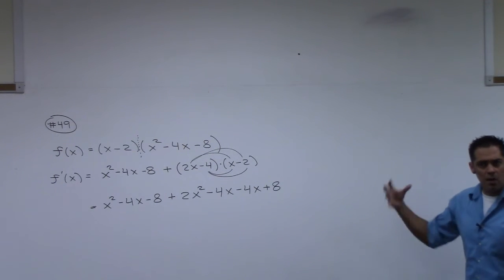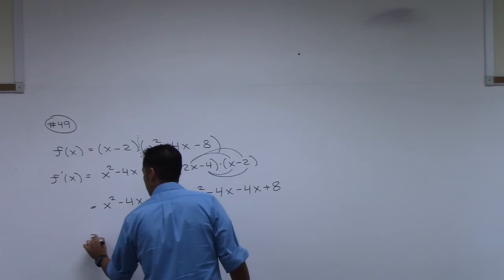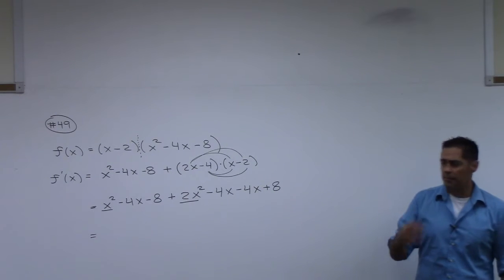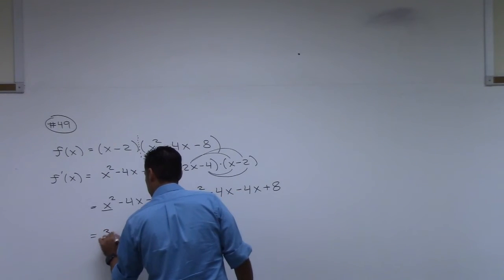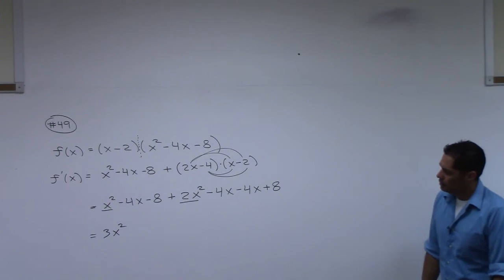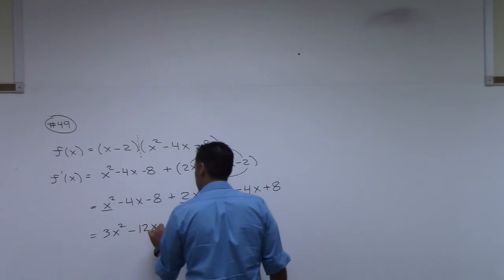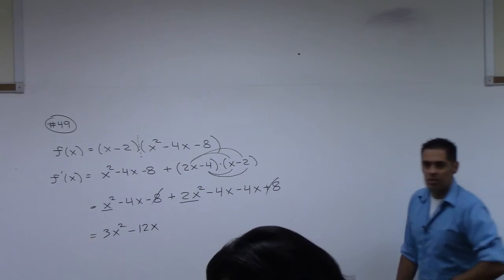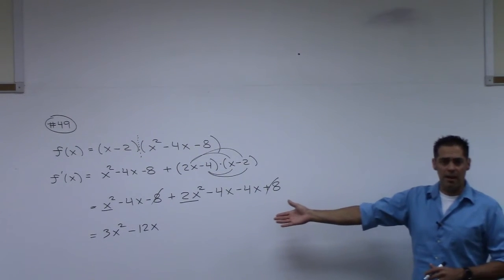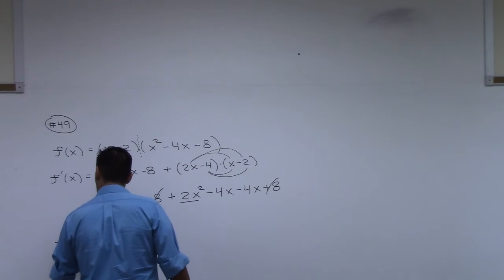Now let's collect all of our like terms together, everything that has the same variable to the same power. So x squared here, 2x squared there. So that's a total of 3 of them, 3x squared. And then how about our x's? Minus 12x. And then the 8's cancel. So at the end of the day, that's not really that bad as far as a derivative is concerned, right? So that's our first derivative. Let me go ahead and box this up.